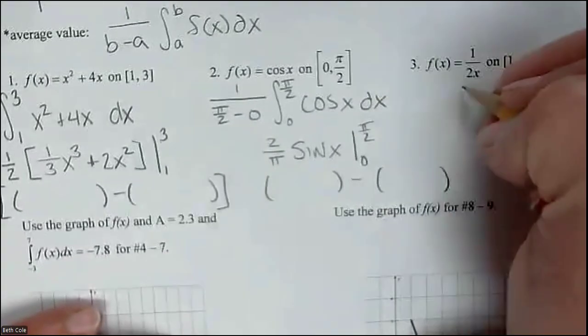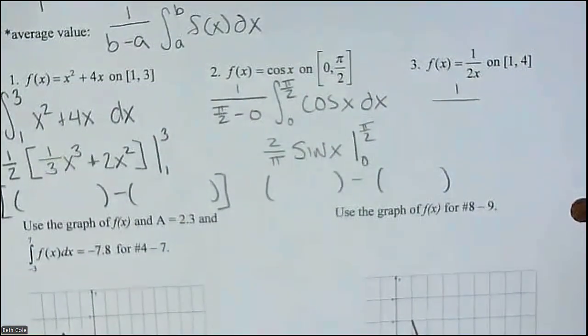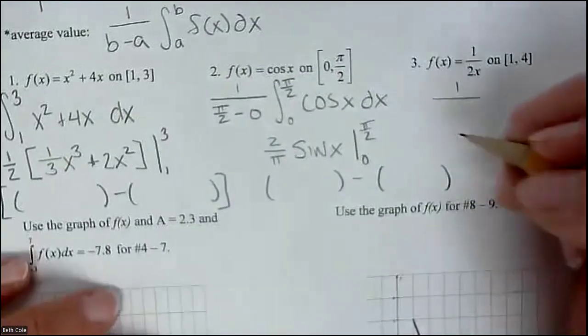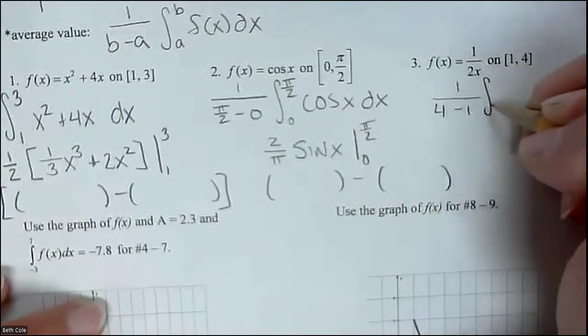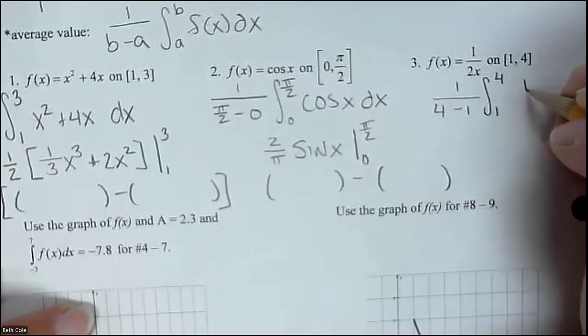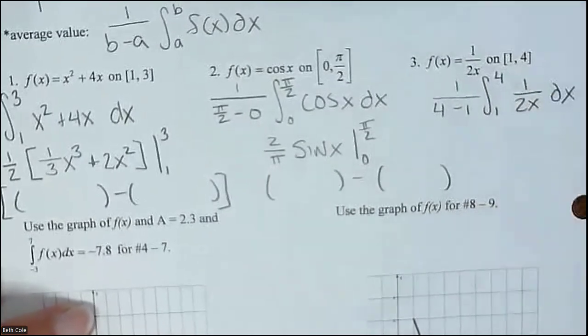All right, and then last one of these. You would have 1 over what? I'm going to ask you guys this time. How would you set it? 4 minus 1, good. Integral 1 to 4 of that stuff.